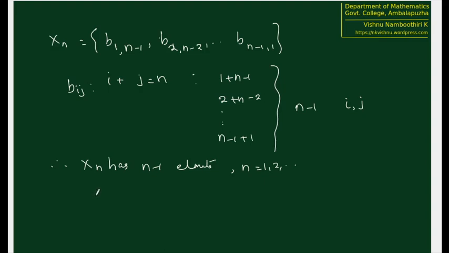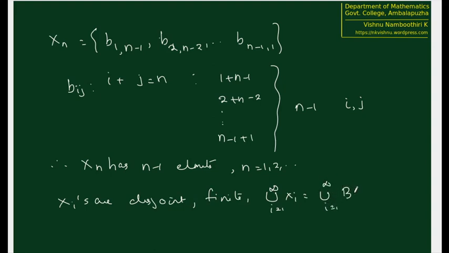Now we are going to label the x_n's. One more important thing is that all these x_n's are disjoint, because all the b_i's are disjoint, and we are collecting them into a particular x_n depending upon the sum of the indices. So the x_i's are all disjoint, finite, and the union over i from 1 to infinity of x_i equals the union over i from 1 to infinity of b_i. Now we will label the x_i's so that the labeling will be applicable for the b_i's also.